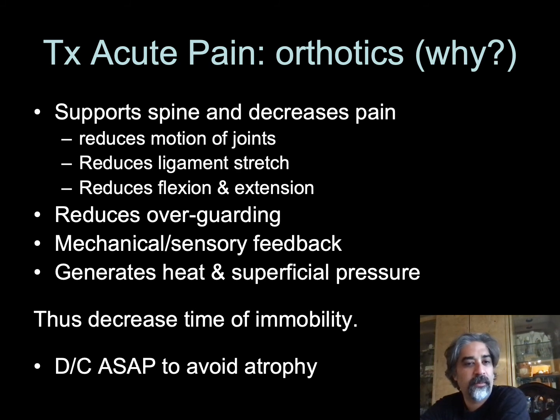So the reason to use them is reduction of motion of joints, reduction of ligament stretch, and reduction of flexion, and that results in support of the spine and decreases pain. It might reduce overguarding and all that secondary muscle tightness. It can give a kinesthetic feedback, and it can just be nice and comfortable with pressure and warmth. If it helps you decrease time of immobility, that's great, but we want to get rid of it as soon as possible to avoid atrophy.